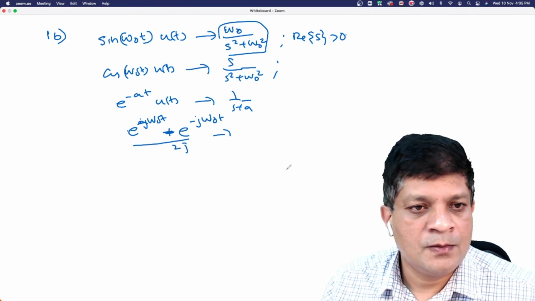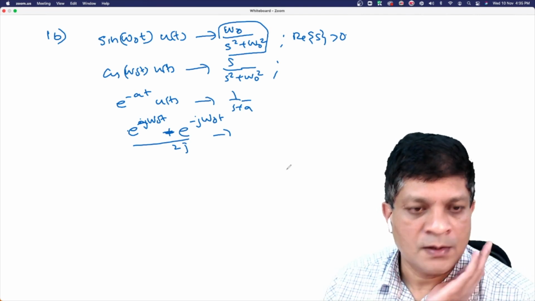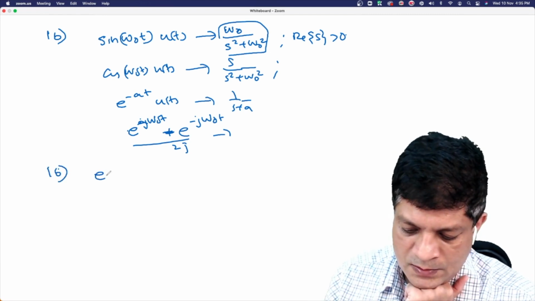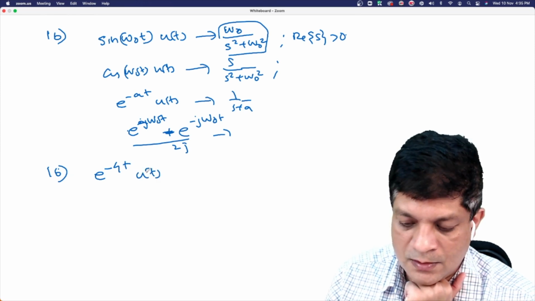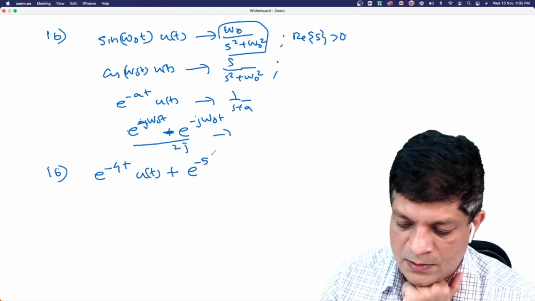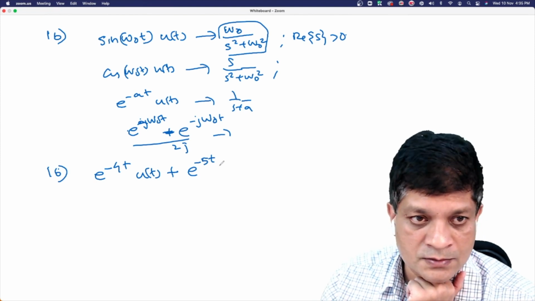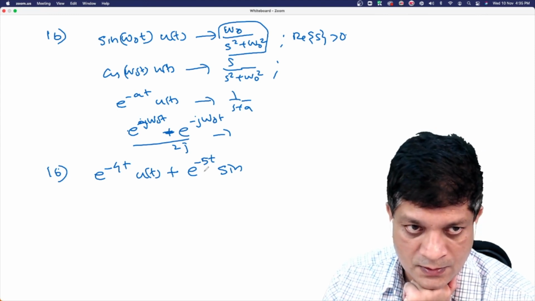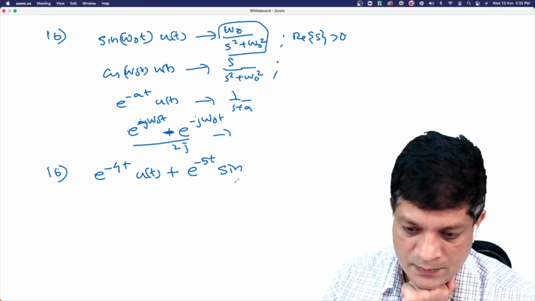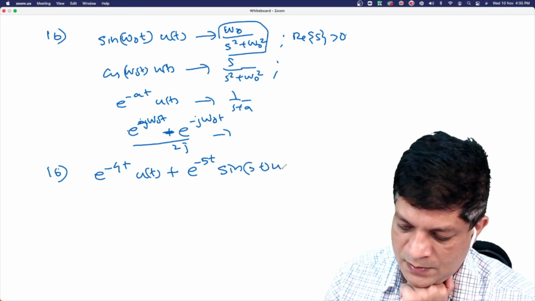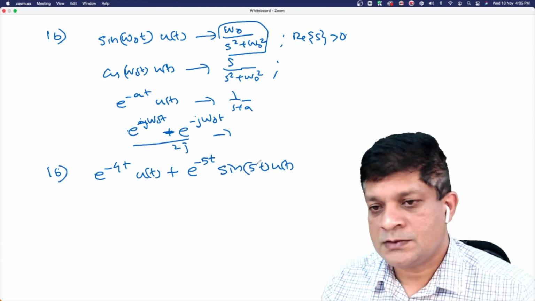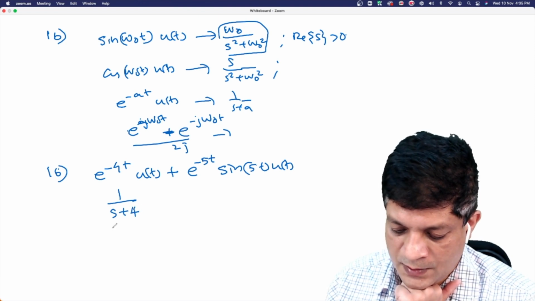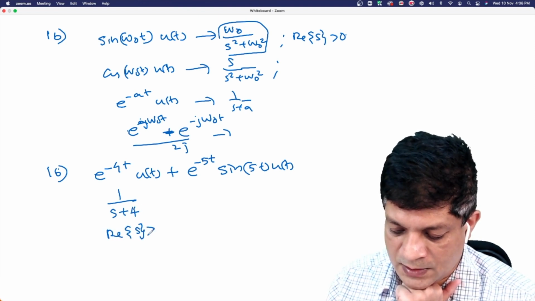Okay. Now tell me what is the answer of 1b? E to the power minus 4t u(t) plus e to the power minus 5t sine 5t. Okay, there is a typo in that question. It is e to the power minus 5t sine 5t u(t). Okay. What is the Laplace transform? The first part is 1 upon s plus 4, and the ROC is real part of s greater than minus 4.